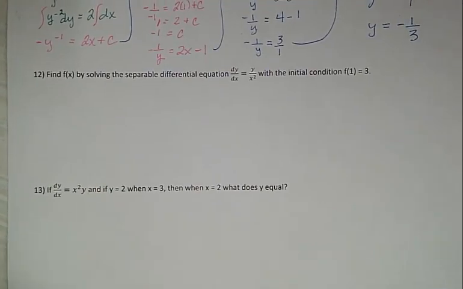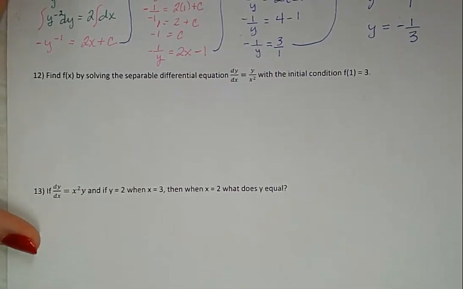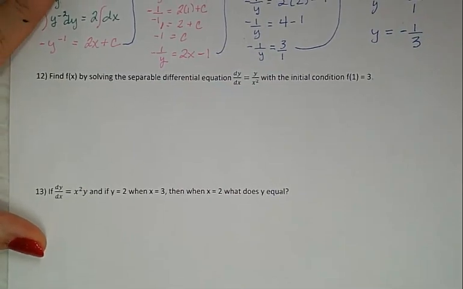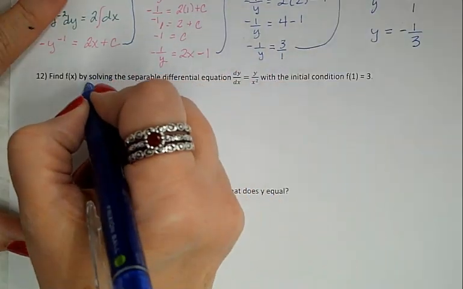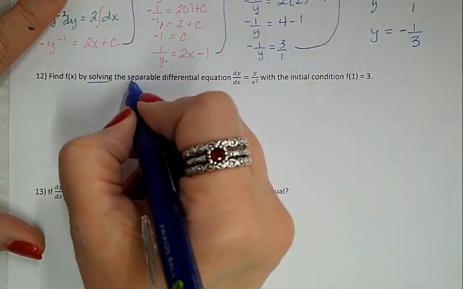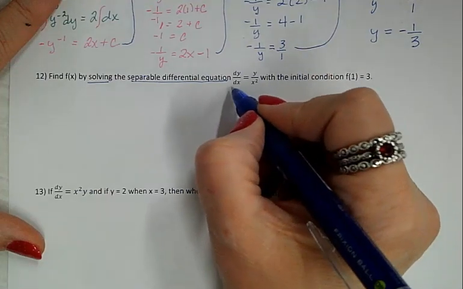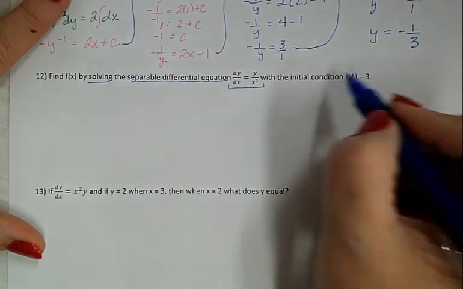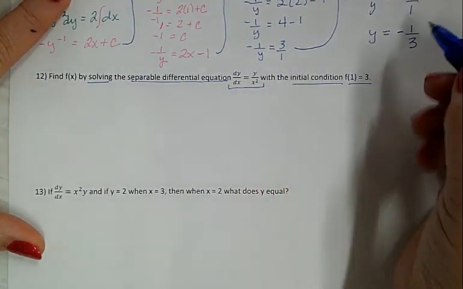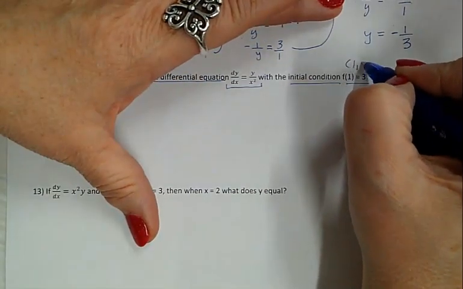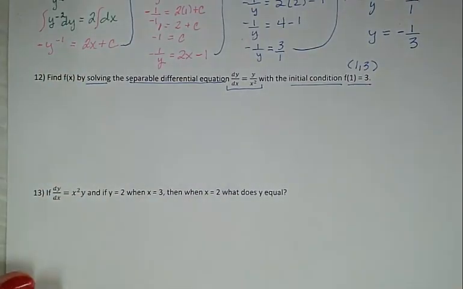All right, so we are almost through here, guys. We have two more problems. So let's look at number 12. So we're going to find f of x by solving the separable differential equations. And here's the equation they give me. It has an initial condition of this. So remember, that's the same thing as (1, 3) when I'm thinking about my plug-in.